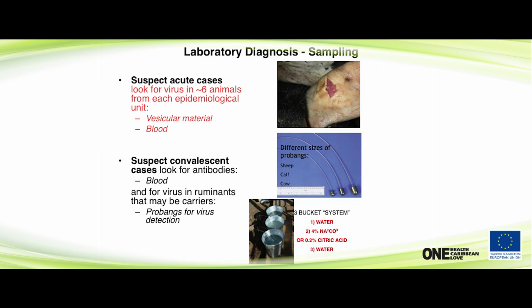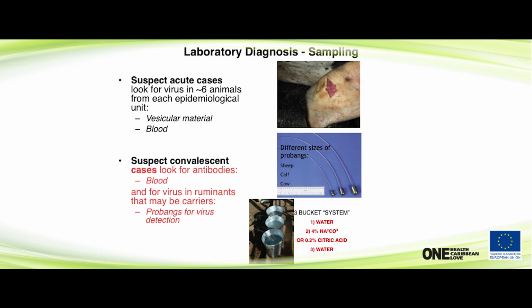A blood sample you can take, which you can look for viremia, and you can also look for antibodies. The viremia is free in the serum, so you can take a clotted blood sample, but some laboratories who want to use automated PCR prefer to have anticoagulated blood because it's easier to put through their system. If you suspect a convalescent case, then again you have to look for antibodies, and if it's a ruminant, you can take a probang sample.